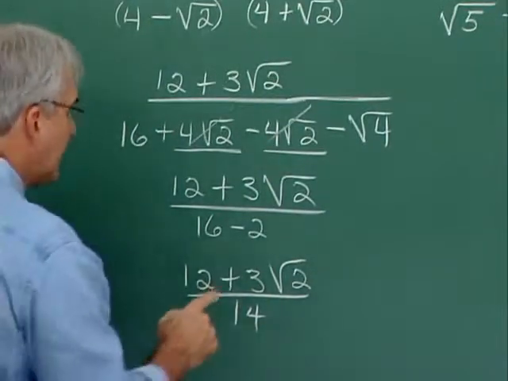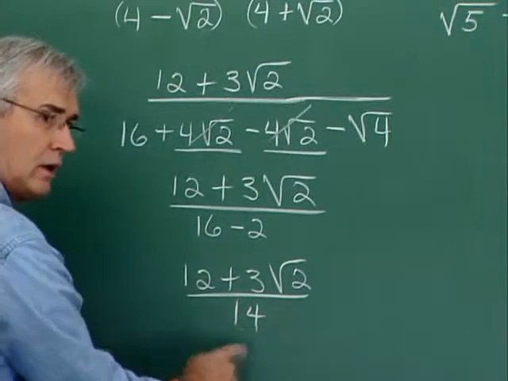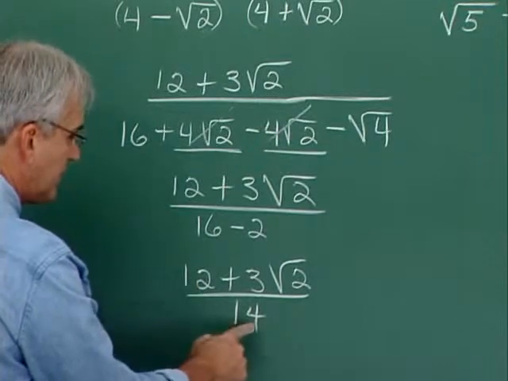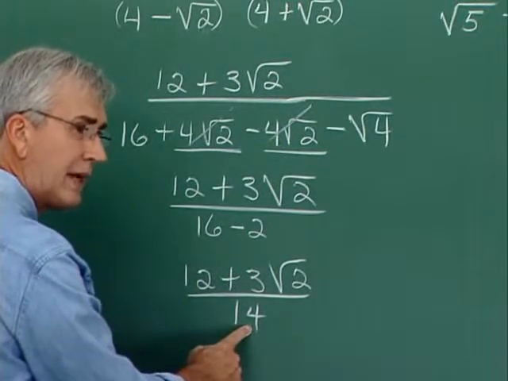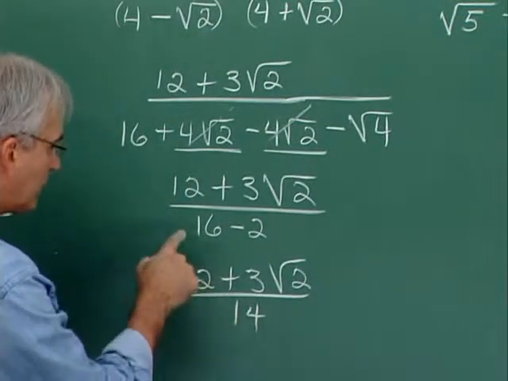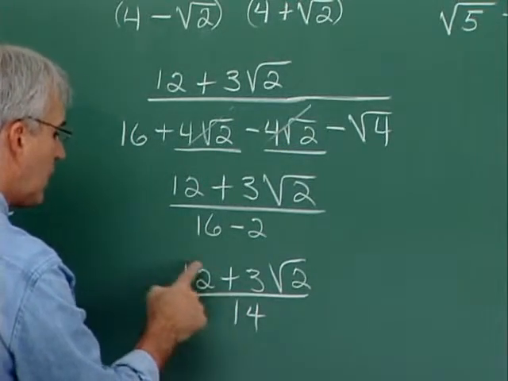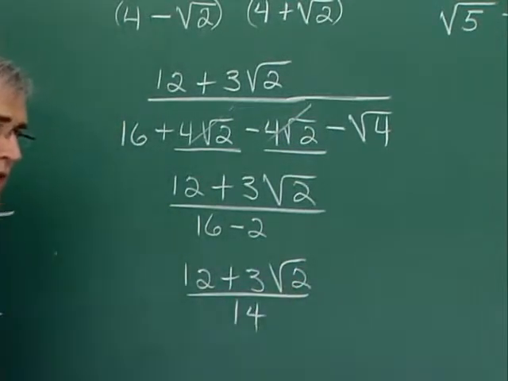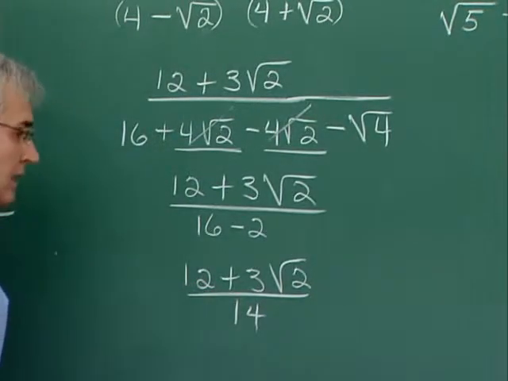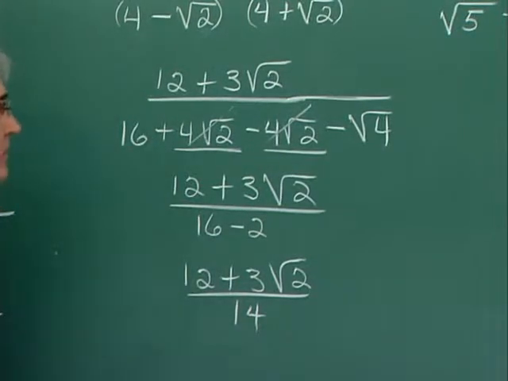Now don't do all of this good work and then make the mistake of canceling the 12 with the 14. You see, we can't say 2 into 12 is 6 and 2 into 14 is 7. We can't do that, because the 14 is a divisor for both parts of the numerator. You see, it's really the case that 14 divides 12 and 14 divides 3 root 2. So if we were going to make this cancellation, we would have to separate those two fractions here. And it isn't wrong to do that, but it isn't necessary either. I think this is our best answer here.